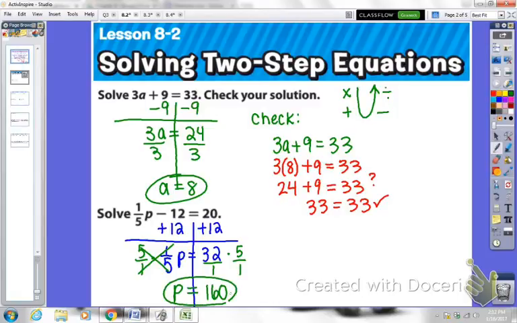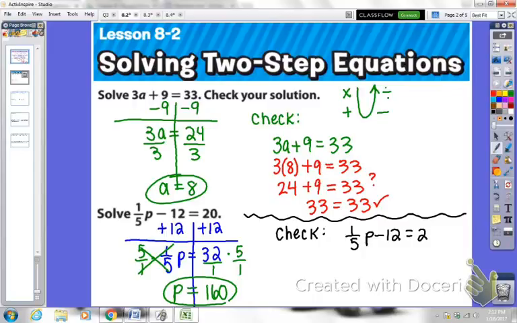And to check my solution on that one, write the original: 1/5 times p minus 12 equals 20. 1/5, p I think is 160, minus 12 equals 20. Is that actually true? Well, we know that 1/5 of 160 is 32, and if I subtract 12, you actually get 20, so 20 equals 20, and that checks.